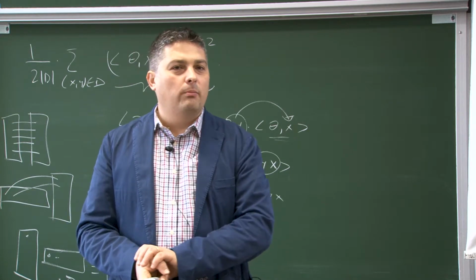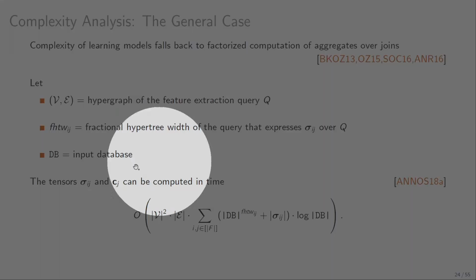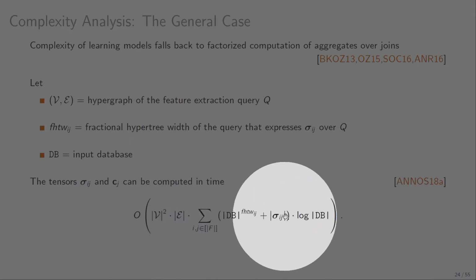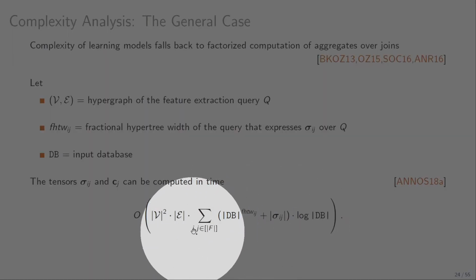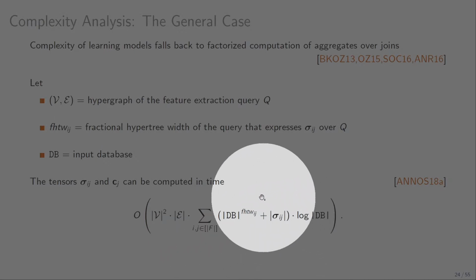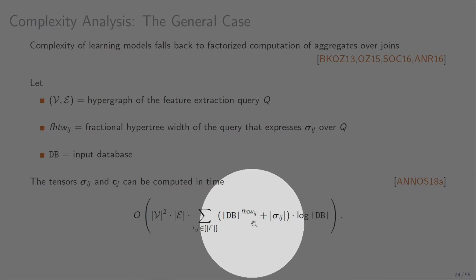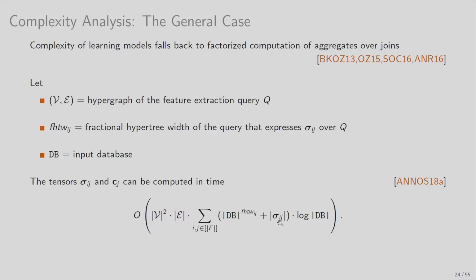Let me say a few things about the complexity, more precise things about the complexity. So the complexity of learning models falls back to factorized computation of aggregates over joins. In particular, if you want to compute these tensors sigma ij and cj, you can compute them in this time. So this is a more refined complexity from what I discussed before. You look at each entry ij, and each of them will have its own width. Why? Because they may have free variables or not. And that is the complexity of computing them. This is the output size if you want to materialize them.